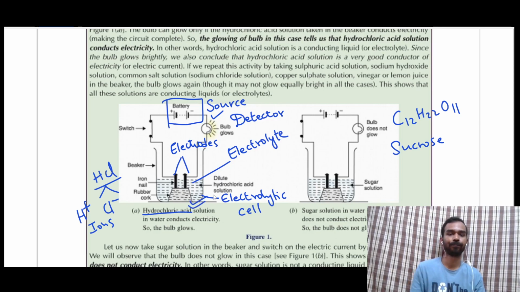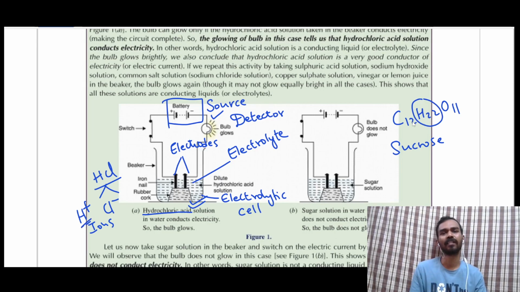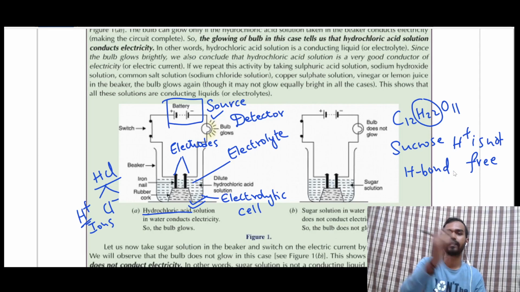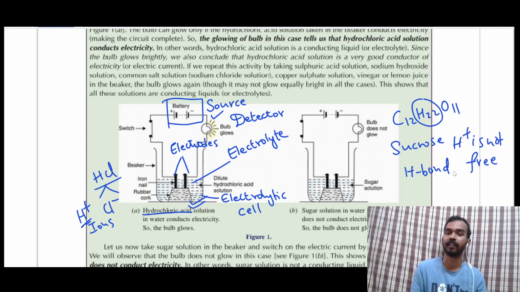Yes, double tick. Sucrose is having H, right? Here also you told H plus is there. Here also H is there. It can also conduct, right? But this cannot dissociate and release the H. H is not free. There is a concept, hydrogen bonding, and it is very strong. It is strongly bonded. It is not releasing this H plus very freely. Okay, there are no ions.